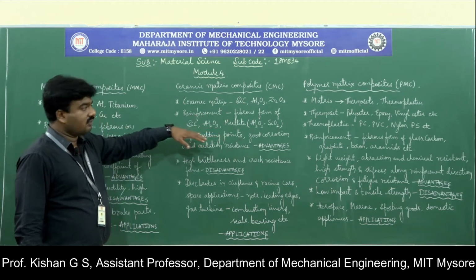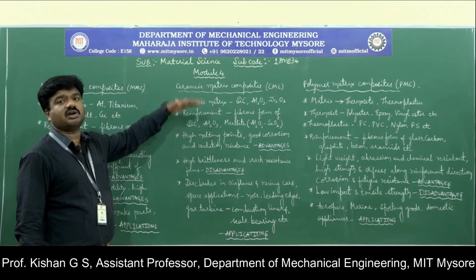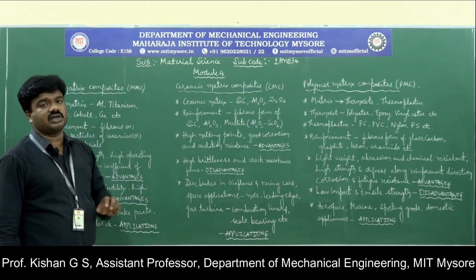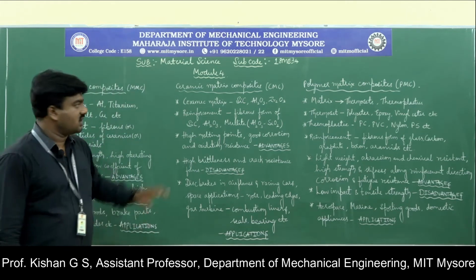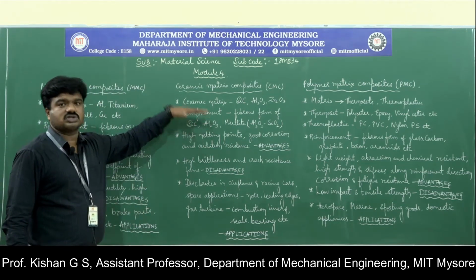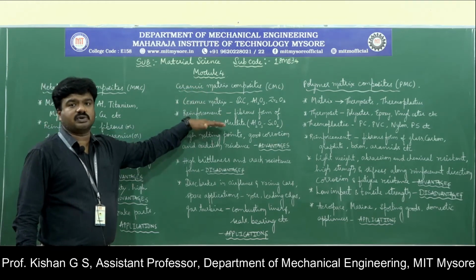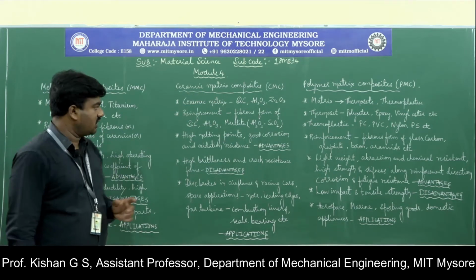Since both reinforcement and matrix are of the same ceramic material composition here, this category of composite material, that is ceramic matrix composites, is also called ceramic reinforced ceramic matrix composites. So, ceramic fiber reinforced ceramic matrix composites as such.